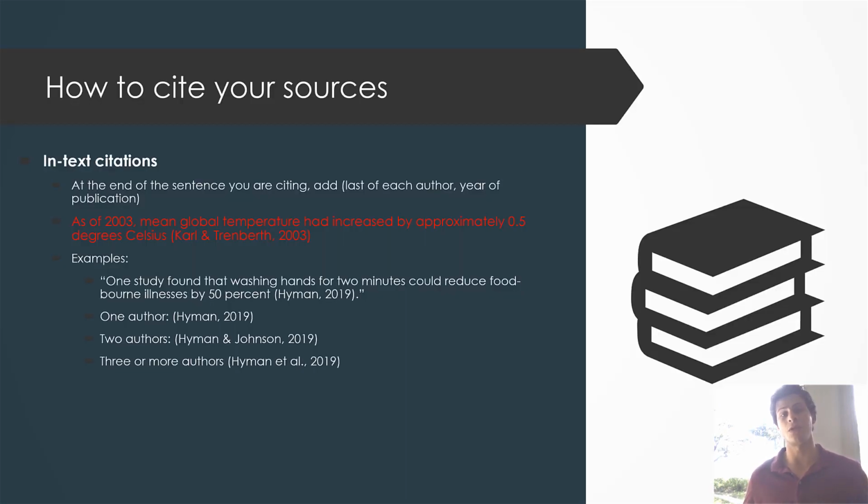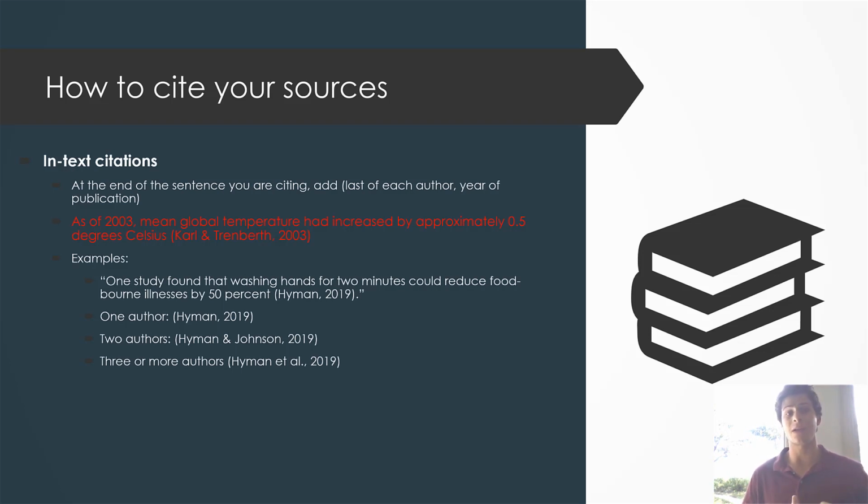So citing your sources: when you cite your sources, you're going to be citing them in two specific ways. First and foremost, it's going to be in-text citations. In-text citations are the little citations within your actual paper, and they're going to be right at the end of any given sentence. So remember that when we are adding our piece of information, the piece of information in question was, as of 2003, mean global temperature had increased by approximately 0.5 degrees Celsius. Whenever we do that, in parentheses at the end of that piece of information, we simply add the citation.